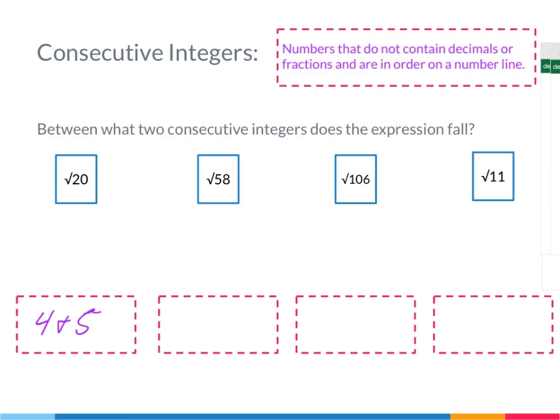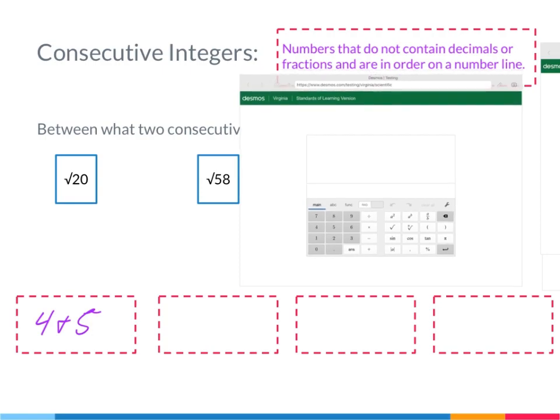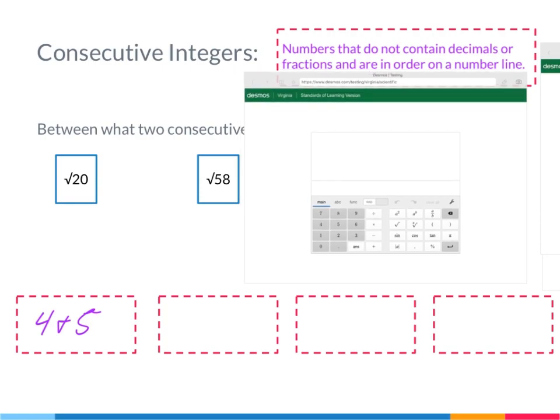Looking at the next one, we've got the square root of 58. So again, I'm going to use my calculator. I'm going to drag in my little Desmos calculator here, and I'm going to type in my square root symbol. So again, square root symbol, 58. And I'm going to get 7.6. Now 7.6, which two numbers is that between? That's going to fall between 7 and 8. So I've got 7 and 8 here as my two numbers that one falls between. And we're on to the next one.